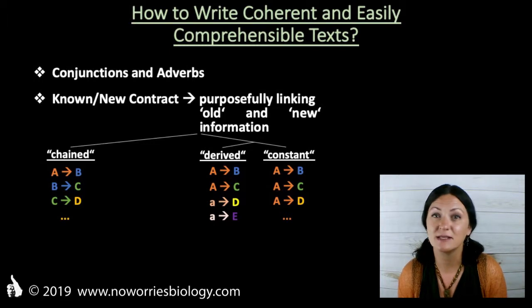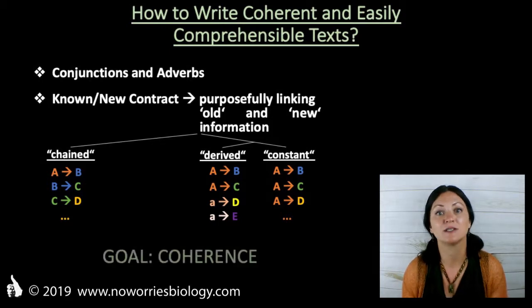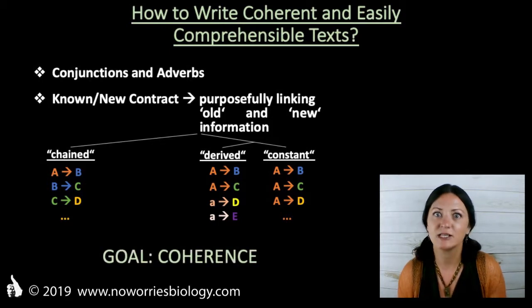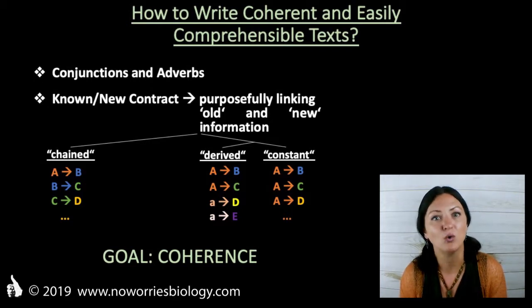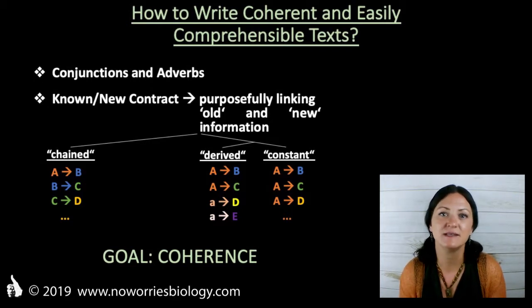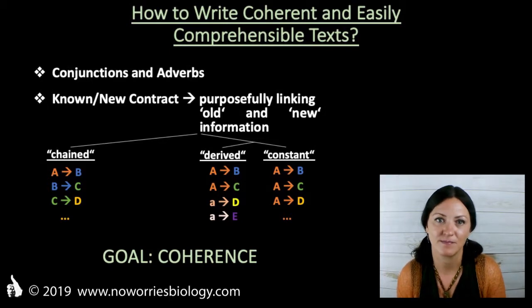Such a systematic and logical connection between sentences in a text is called coherence. And coherence is what distinguishes a well-composed text from sentences that were just randomly strung together. Your readers will appreciate it.